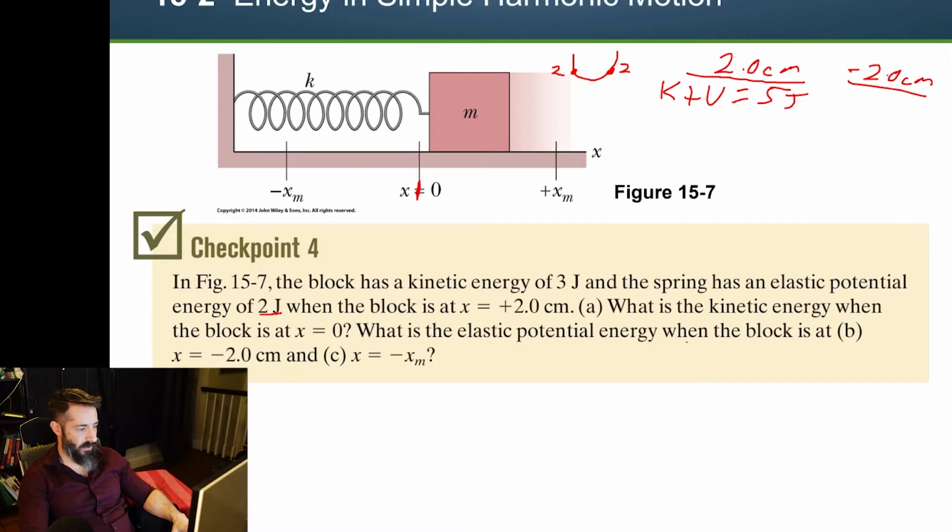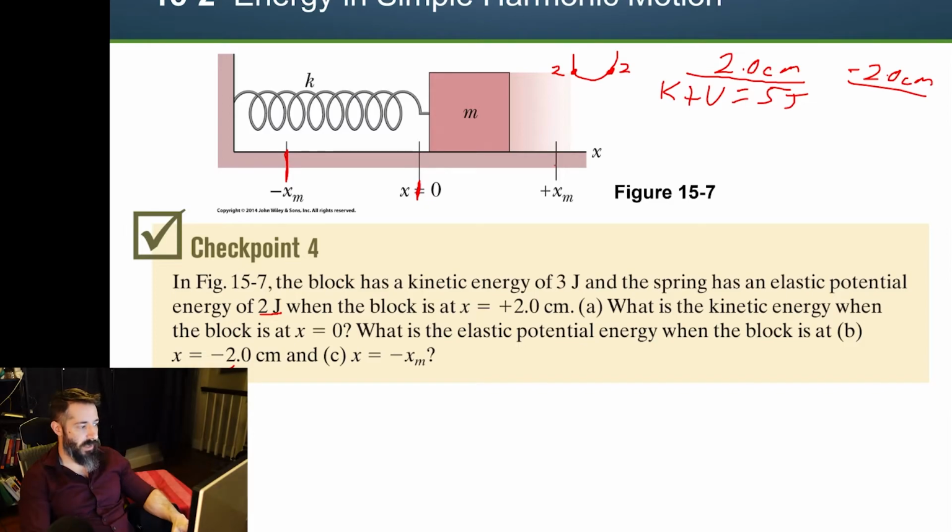I guess I'm answering part B first. What is the elastic potential energy when the block is at negative 2? It must be the same as at positive 2. And so it must be 2 joules, right? So this one's 2 joules. And then it's saying, what is the elastic potential energy when it is at negative x? So these are the parameters, the boundaries or the limits of the problem, right? This thing is swinging back and forth, and the max it goes is to positive x, and the max it goes the other direction is negative x.